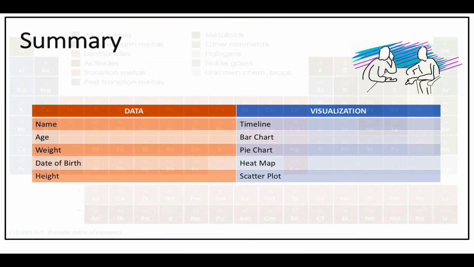Summarize for you. Data, when we're talking about data, is values. It's name, age, weight, date of birth, height. When we're talking about visualizations, we're talking about timelines, bar chart, pie chart, heat map, scatter plot. So when we're talking about data and visualization, we use a visualization to make the story behind the data clear to an audience.